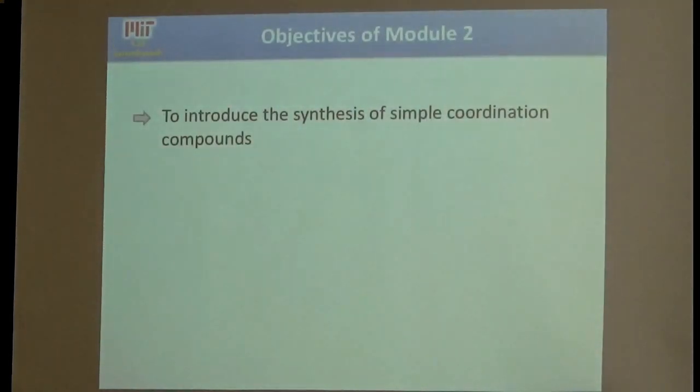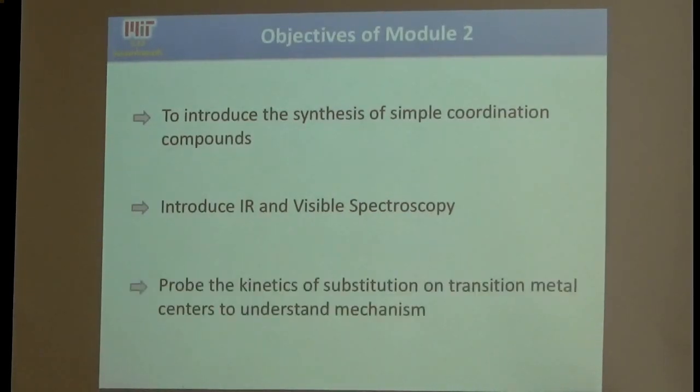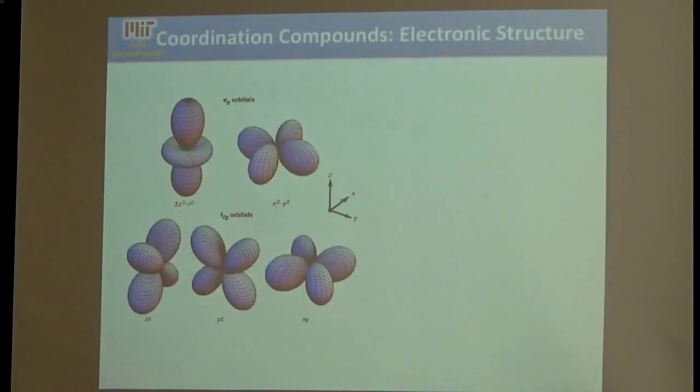Okay, so what's the goal here? We're going to introduce some basic aspects of the synthesis of simple coordination compounds. We'll introduce a little bit about IR and visible spectroscopy that you've also seen in Module 1. And in particular, do some work on probing the kinetics of substitution in transition metal centers and how you may understand mechanisms.